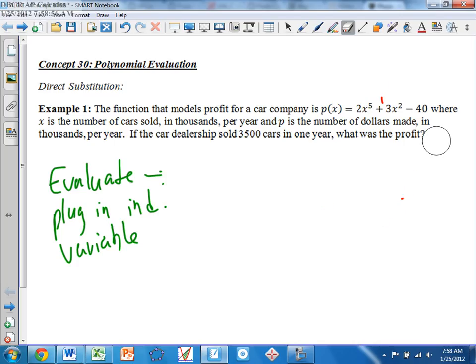Going through this problem, who can give me some key points? I've already written it down. What do we know about this? What are some things I want to underline or things I want to ignore? Anthony?